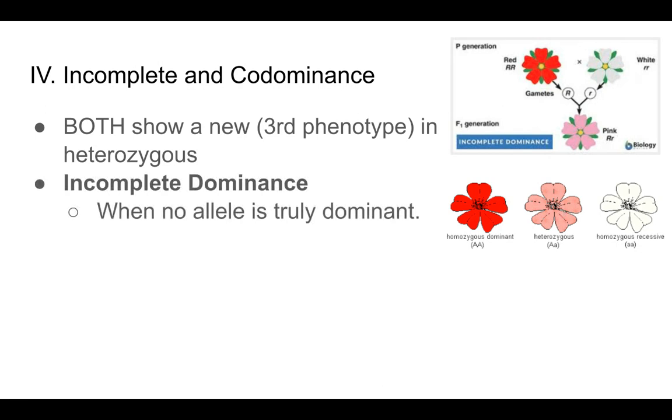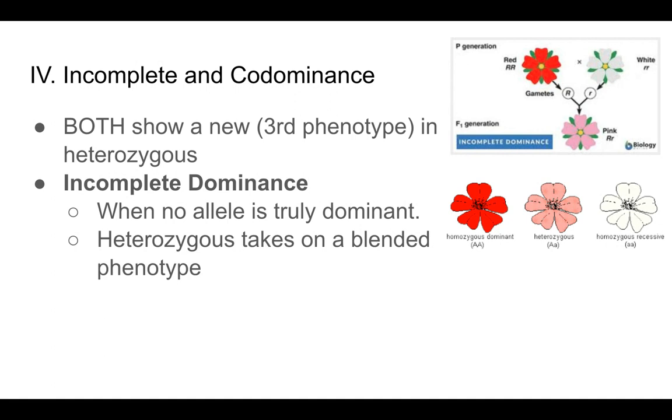Because it's kind of a blend of the previous two colors. Okay, so in incomplete dominance, we say that no one allele is truly dominant. And so when we get the heterozygote phenotype, we get a blend of the homozygotes, right? So we get red, sort of just like you're mixing paint. Red blends with white and gives us this pink color.